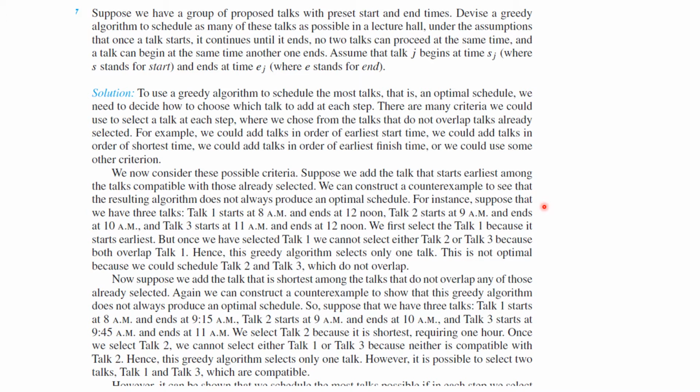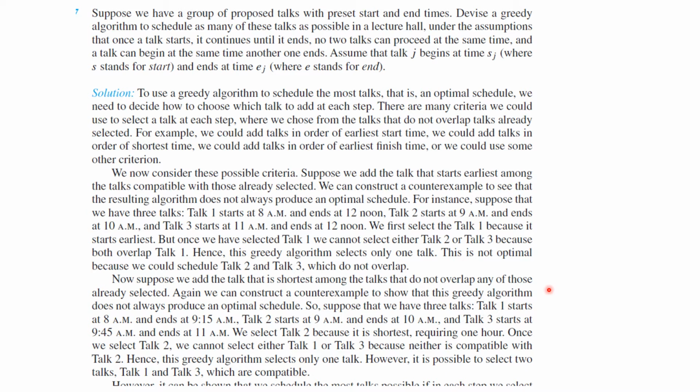For instance, suppose we have 3 talks. Talk 1 starts at 8 a.m. and ends at noon. Talk 2 starts at 9 a.m. and ends at 10. Talk 3 starts at 11 and ends at 12. If we first select talk 1 that starts earliest, once we've selected talk 1, we can't take either talk 2 or 3 because they both overlap. Hence, this greedy algorithm selects only one talk. That's not optimal because otherwise, we could do both talk 2 and talk 3, which do not overlap.